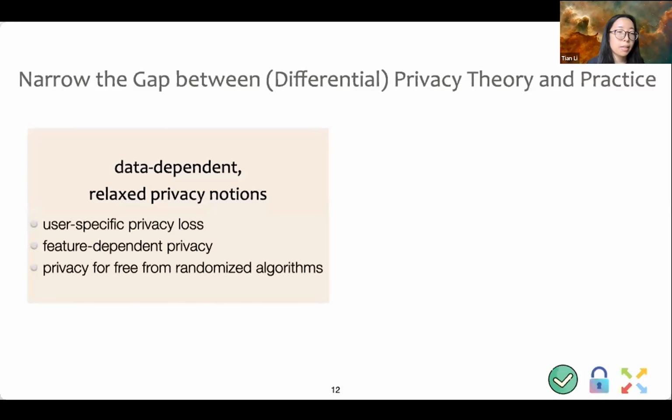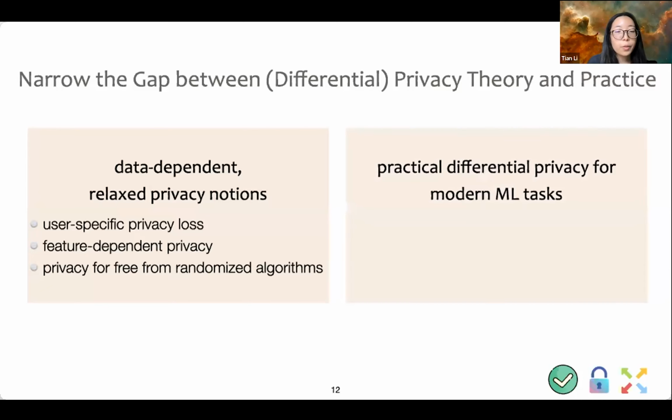And sometimes we may get privacy for free, benefiting from some of the existing randomized algorithms that are not designed for the purpose of privacy. But because they have some randomness, we may get some privacy benefits out of them. So those are about relaxed privacy definitions.